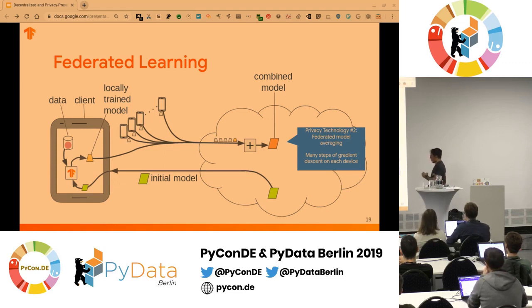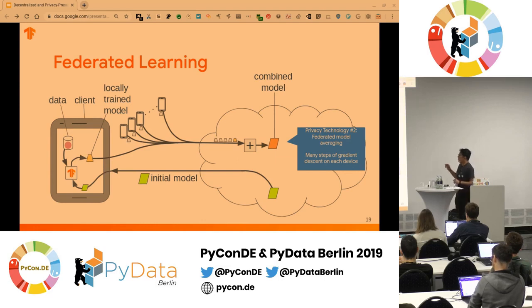It's provable that this combined model actually is a combinatorial result of all the different model updates that came from the clients. So then this combined model is something that comes to the server. There are some additional things that I have not mentioned here. Like I mentioned in the beginning, the data obviously never leaves the device, but it's model updates that are the only thing that comes.